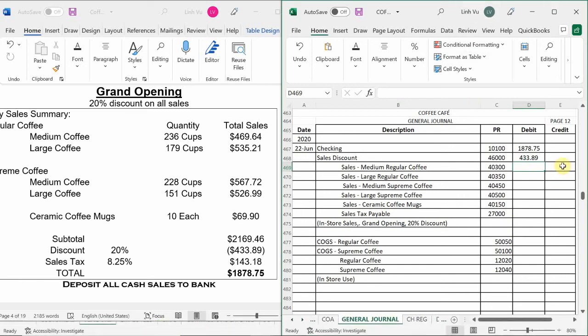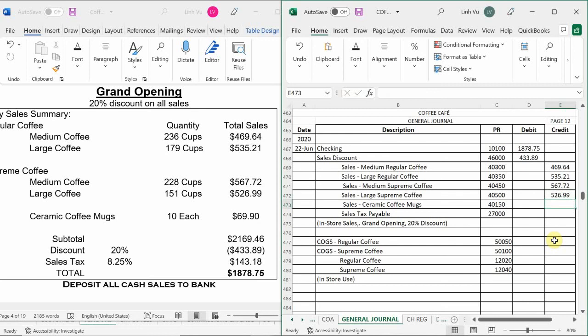So then there you go. I gave my discount to rack up to be a total of $433.89. My sales for the medium regular coffee was $469.64. My large regular coffee was $535.21. My medium supreme coffee sold for $567.72. My large supreme didn't do as well, right? But we end up selling $526.99.